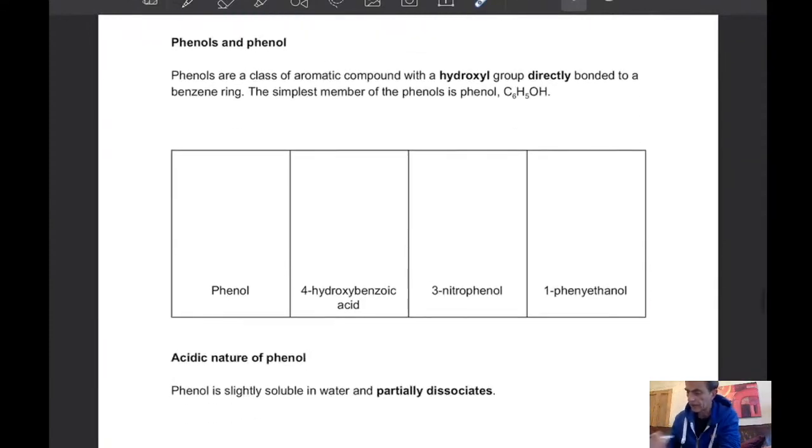Right, phenols and phenol. So phenols are a class of aromatic compound. So they've obviously got a benzene ring, but they contain a hydroxyl, not hydroxide, hydroxyl, not hydroxide.